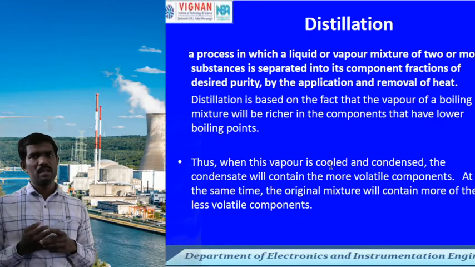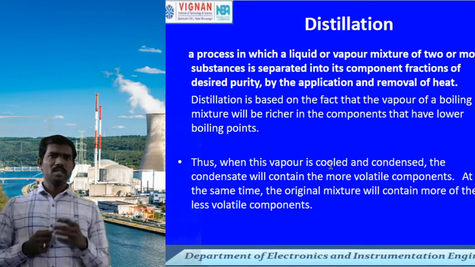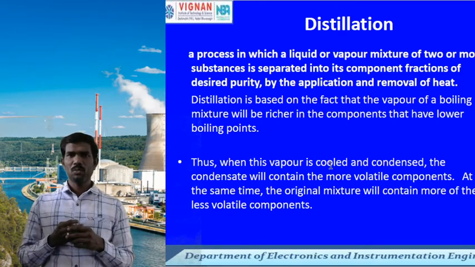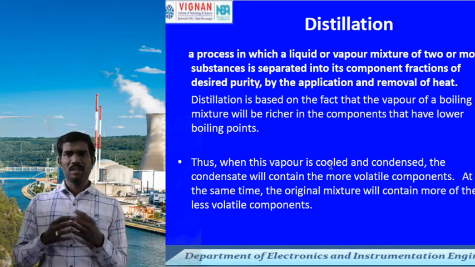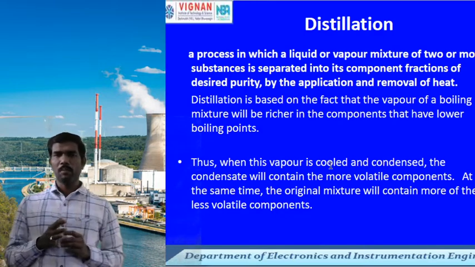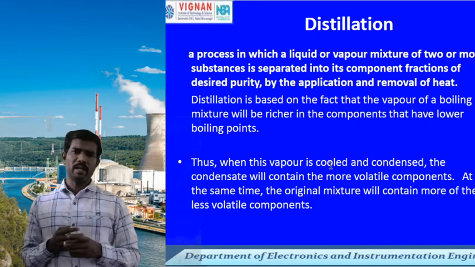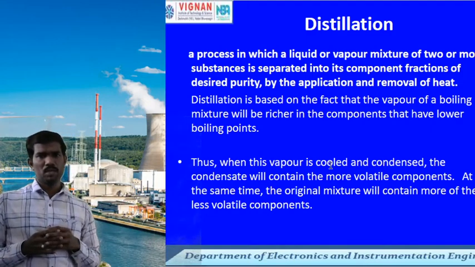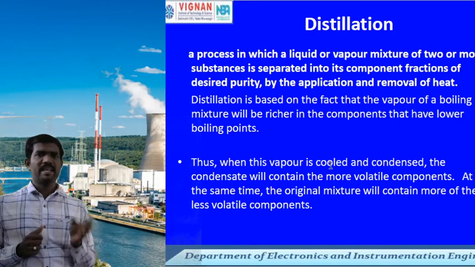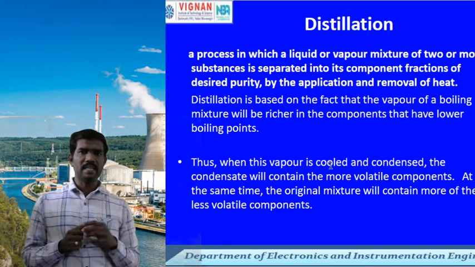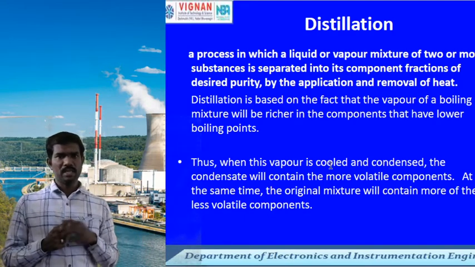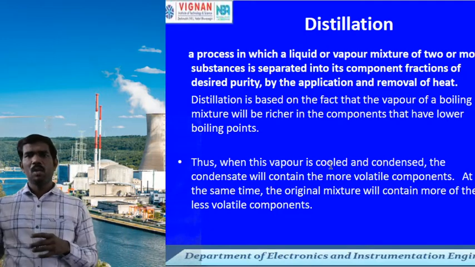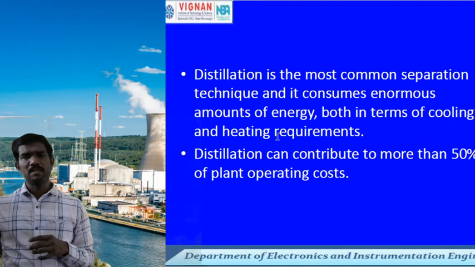This is done by application and removal of heat. Distillation is based on the fact that the vapor of a boiling mixture will be richer in the components that have a lower boiling point. So based on the boiling point, the mixture of compounds will be separated in this distillation process. When the vapor is cooled and then condensed, the condensate will contain the more volatile components, while the original mixture will contain less of the volatile components. So this is the purpose of distillation.